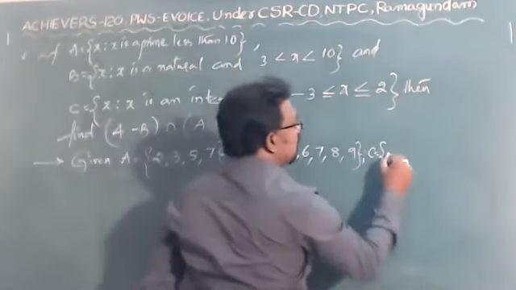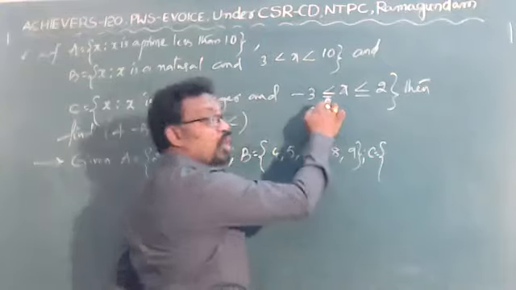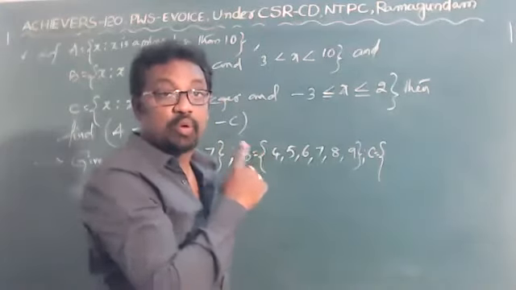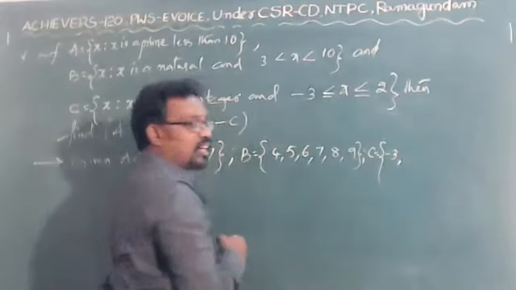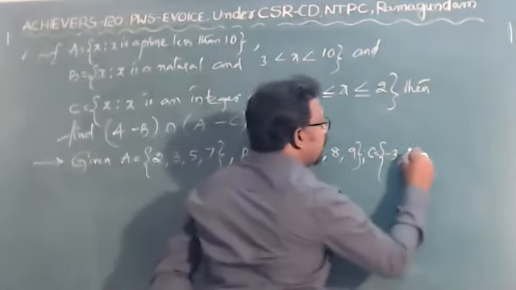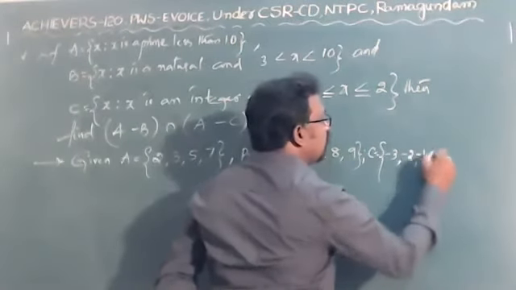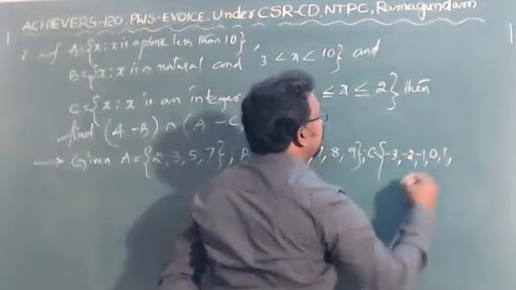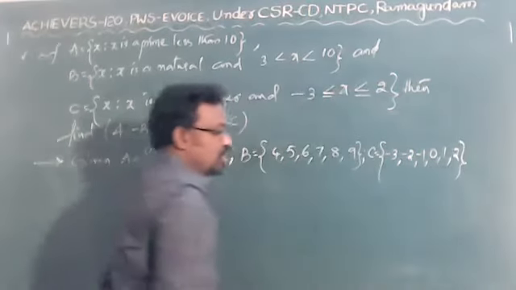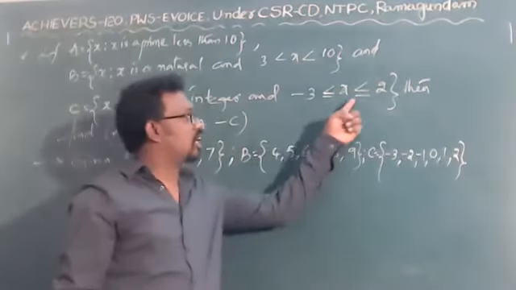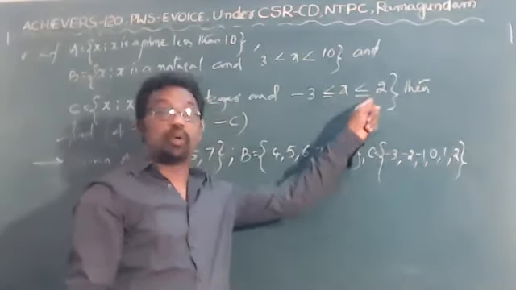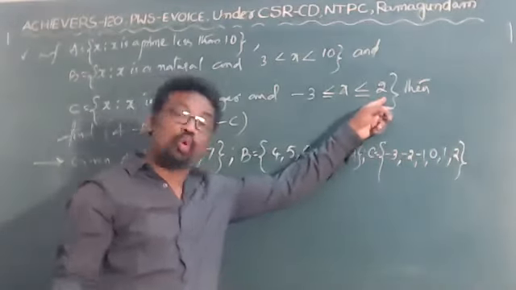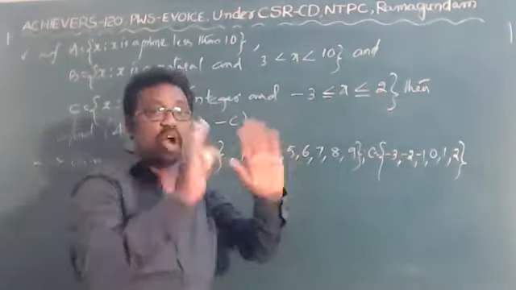So this is the question. Less than or equal to symbol is there, equal to symbol is there. So minus 3 also you will get: minus 3, minus 2, minus 1, 0, 1, 2. These are the elements you will get here, because the equal to symbol is there. Equal to means 2 also you can write. Here equal to is not there.